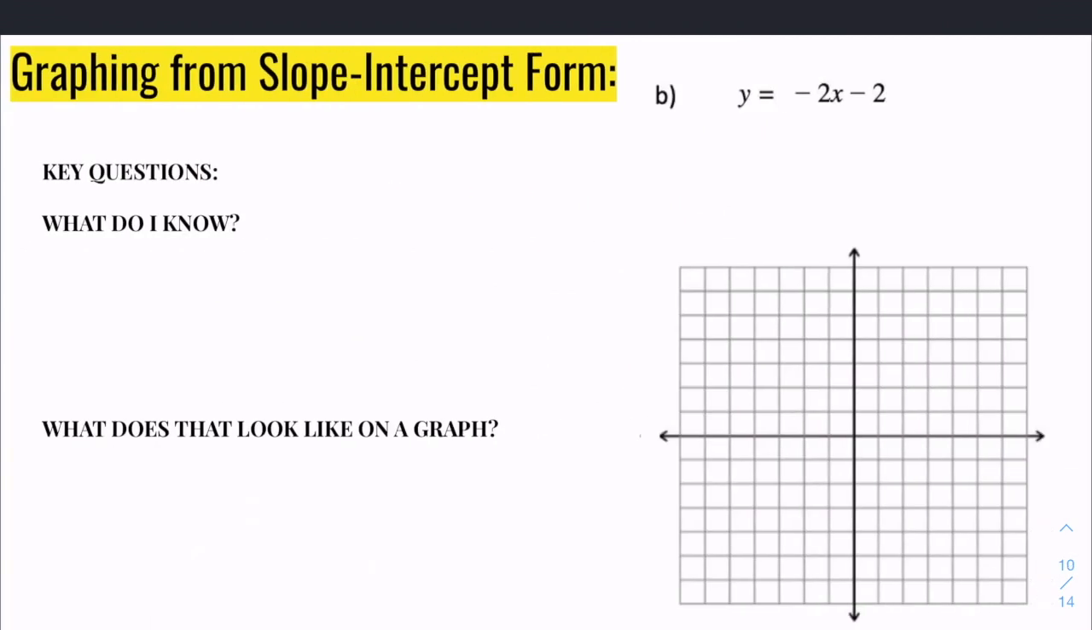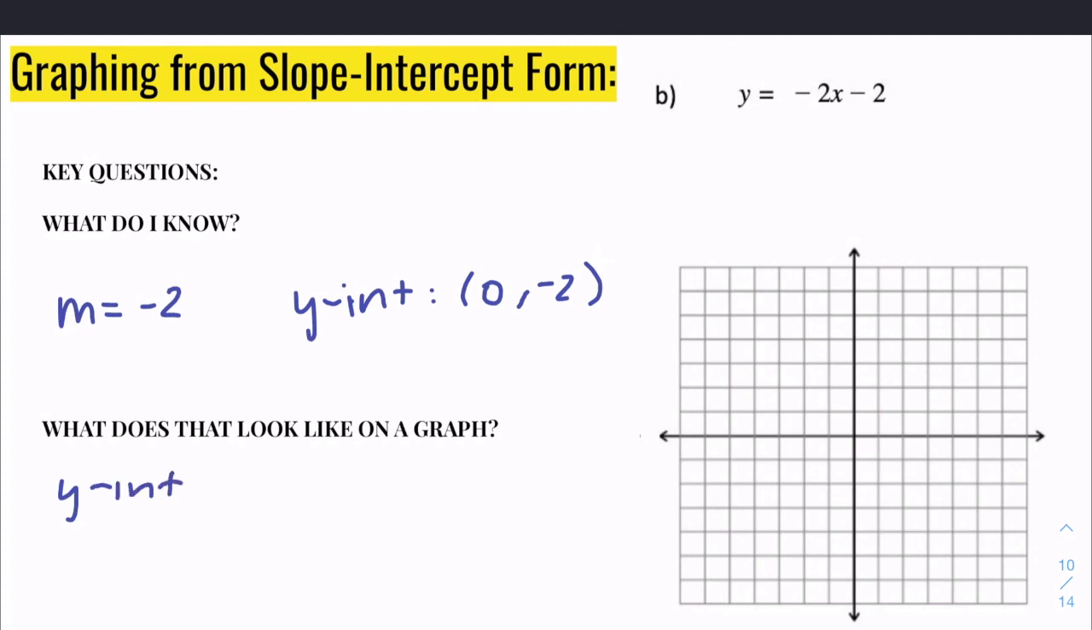So for our next example, basically the exact same process. What do I know? I know that my slope is -2. I know that my y-intercept is also... or sorry, (0, -2). There we go. Okay, I can put my y-intercept on my graph first. It's just an ordered pair, so that's something that hopefully we're really, really excellent at. (0, -2): I start at the origin and I go down 2 units to get that y-intercept.